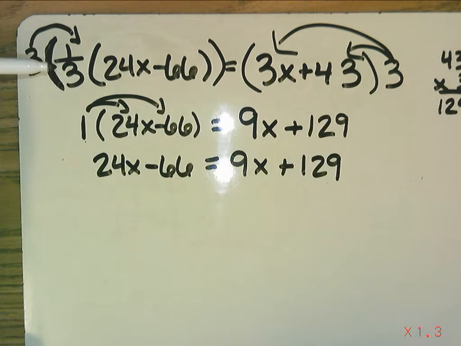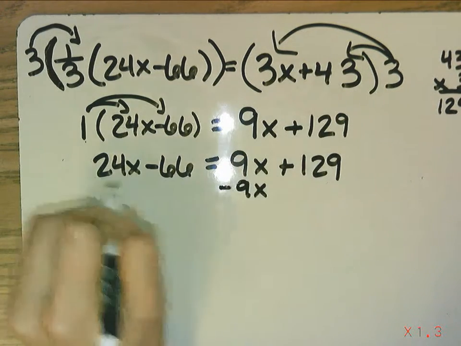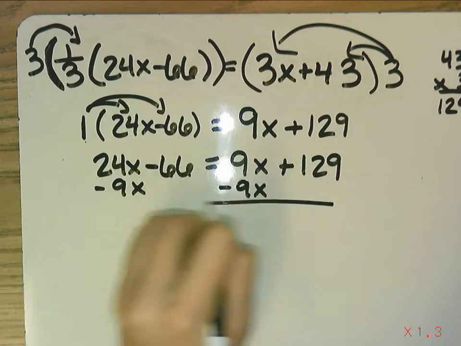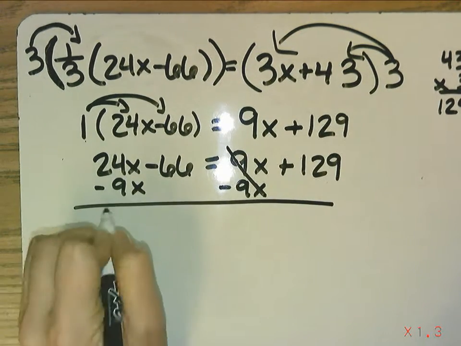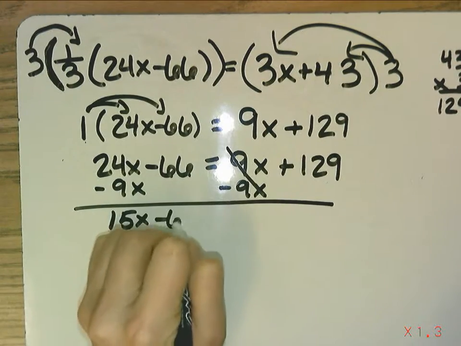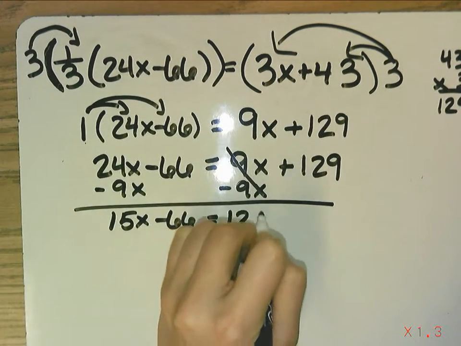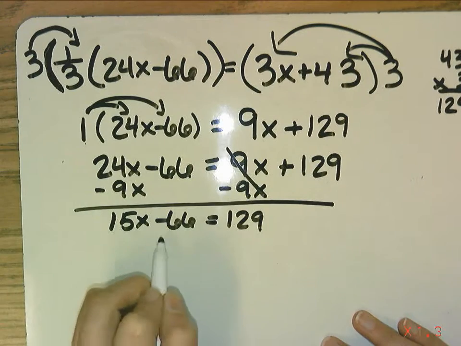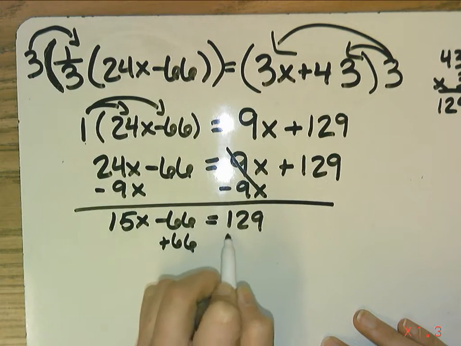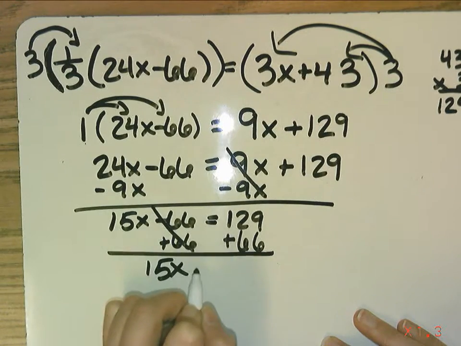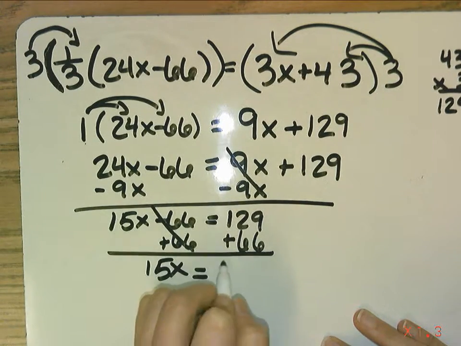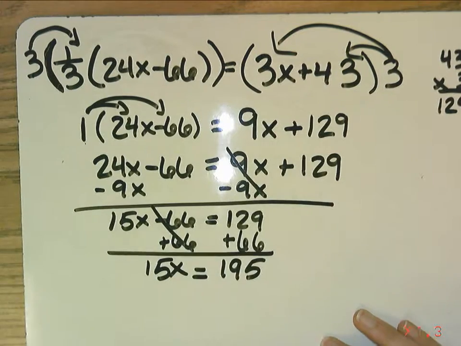So now my next step is to reunite my variables. In order to do that, I'm going to subtract 9x from both sides. 24x minus 9x gives me 15x. Now I'm going to add 66 to both sides. When I do that, I get 15x is equal to 195.